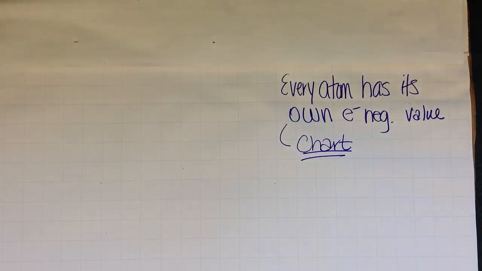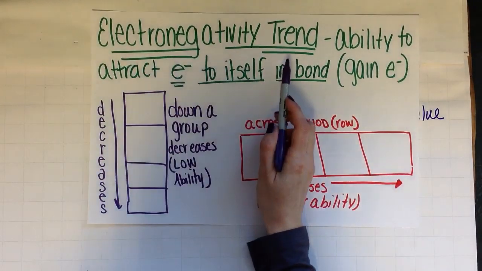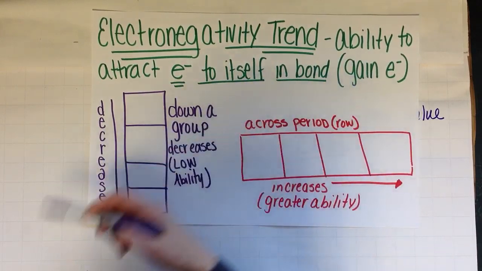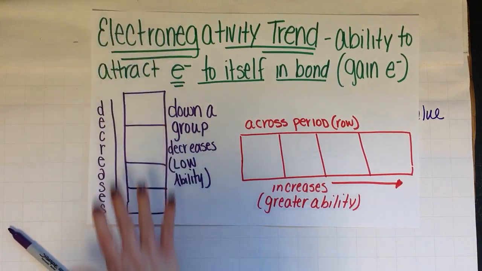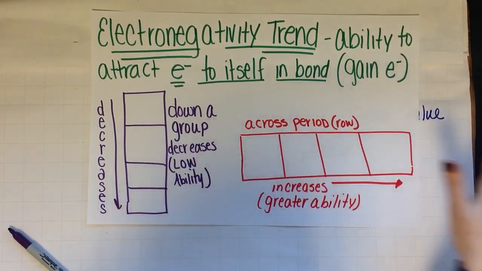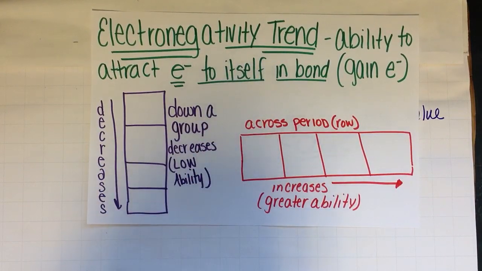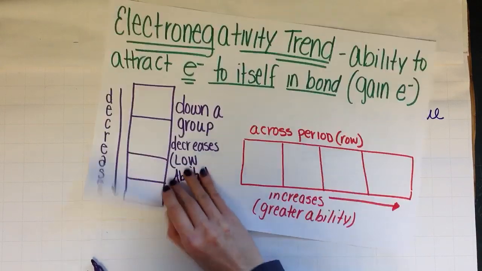Well, what is the thing in an atom that attracts an electron? Hopefully you said the protons, the positive protons. So let's think about that as we look at this. So here's my electronegativity trend. It's the ability to attract an electron to itself in a bond, meaning gain electrons. So we're going to look at this trend going down a group or across a period. So as I go down a group, electronegativity decreases, meaning I don't have that great of an ability to attract electrons. Why? Let's first start with that.